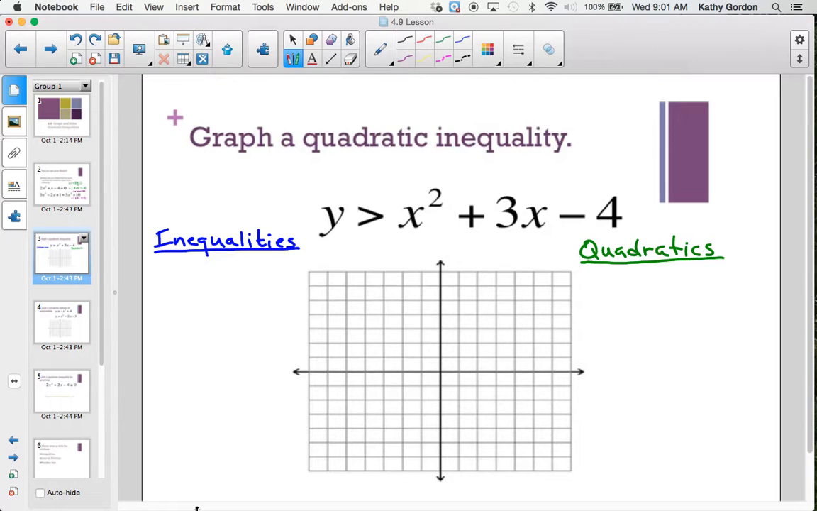Okay? So the first thing that we do is oftentimes replace the inequality with equals, to place the border, to know where the edge is between solutions and non-solutions. Okay? But then before we actually draw it, what do we have to decide?